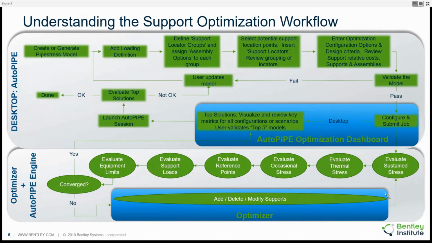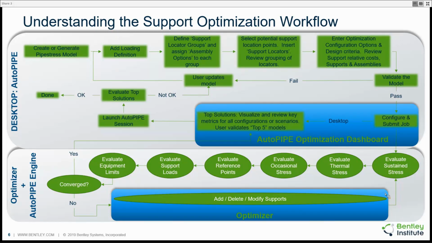So let's review the workflow of the support optimizer. There really are two workflows. The first one is what the user sets up and sees, and the second one is what the optimizer is going to do behind the scenes. So you can see it's very complicated, and this is just going to be a high-level overview, and then we'll discuss each part in more detail.